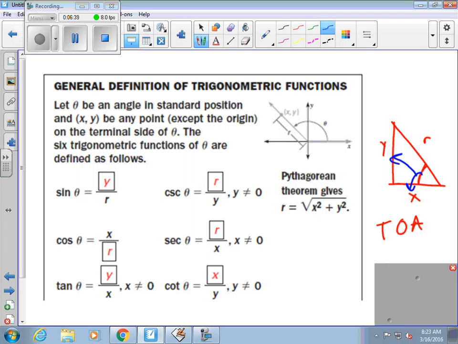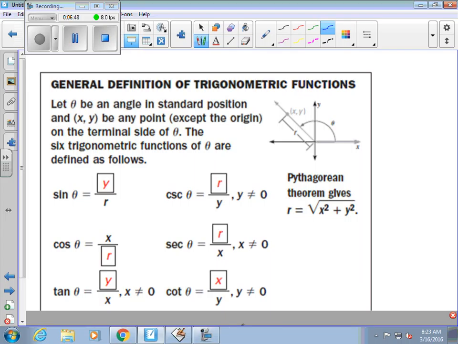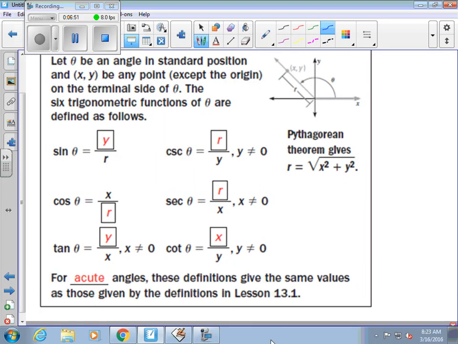So these are your 6 trig functions using a reference angle. That's paired with that obtuse angle that starts in standard position. And then the last part just simply says, for acute angles, these definitions give the same values as those given by the definitions in lesson 13.1. So acute angles, angles that don't open up bigger than 90 degrees, you just use the angle itself. You don't need a reference angle for something that's smaller than 90 degrees.